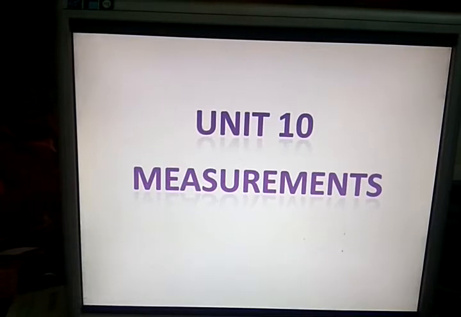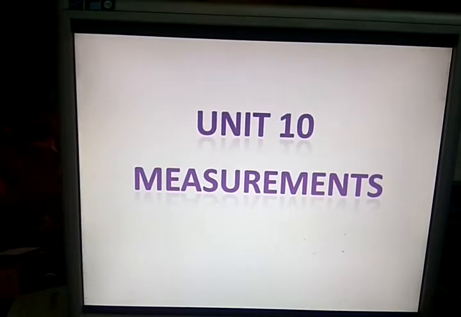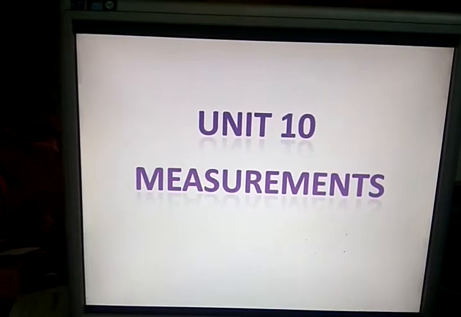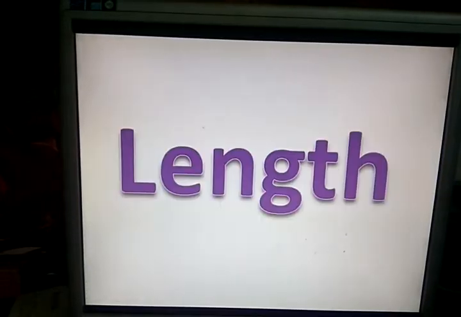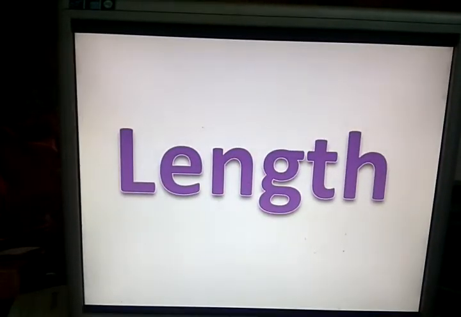In daily use, we use many things. We must know their lengths, weight, and capacity for their uses. So, first, length. Measuring of length. Now, what is length?